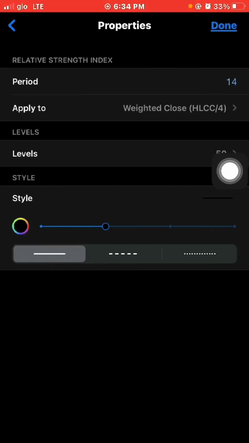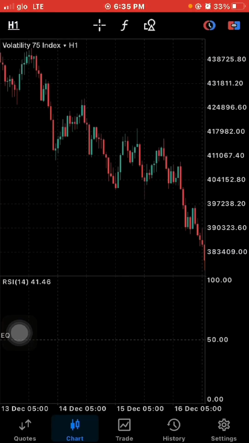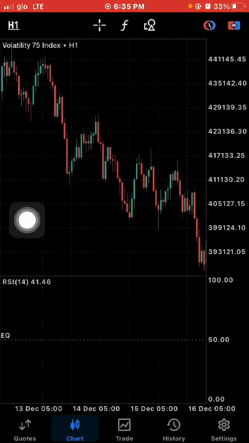You click on it, but not the default settings. You use these particular settings: your period is 14, apply to weighted close, HLC4. Then your level is only 50. Your style is 2 pixels, and if you're using a white background, just use the color white, then you click done. So now we have the RSI window here in the chart.